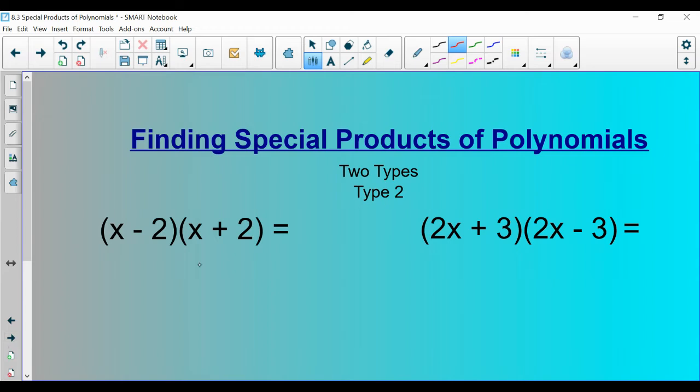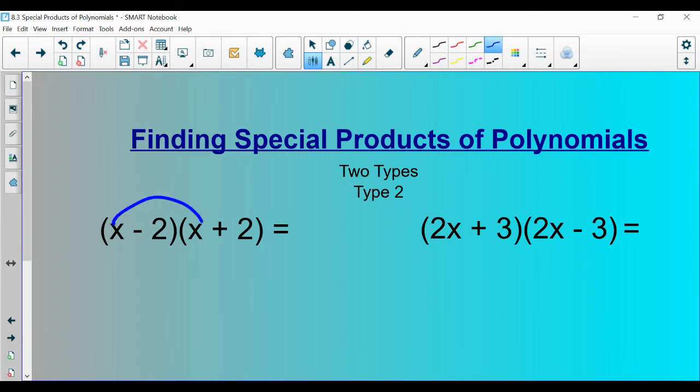The second type is when you have the exact same numbers, but one time they're being added and one time they're being subtracted. You'll see that here, x plus 2 and x minus 2, and here, 2x plus 3 and 2x minus 3. Exact same numbers for your terms, but one time they're being added and one time they're being subtracted. We're similarly going to get a little trick that shows up here.